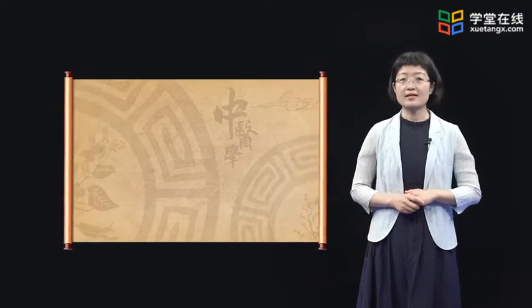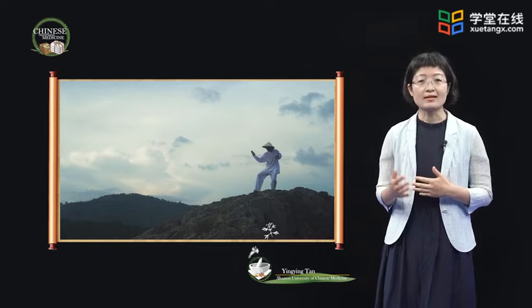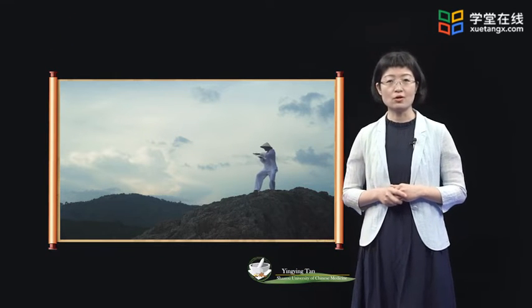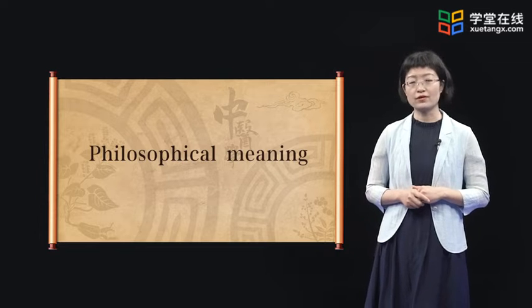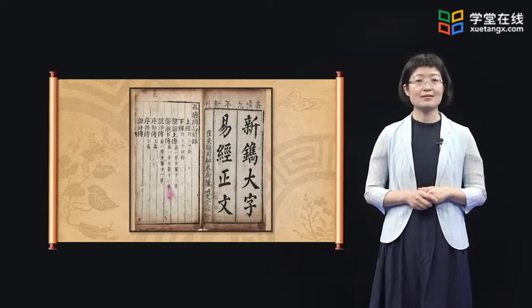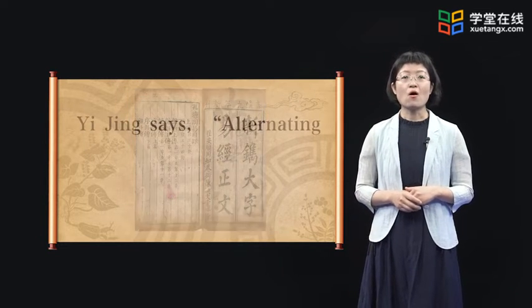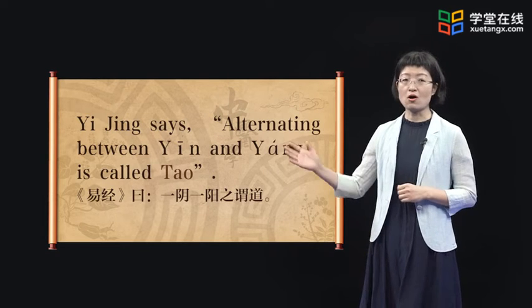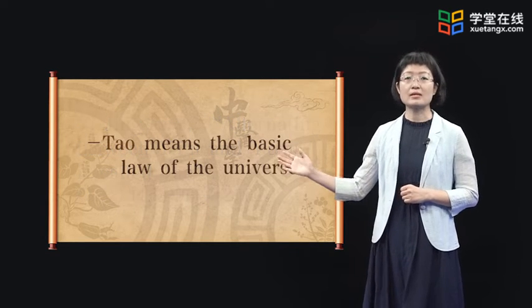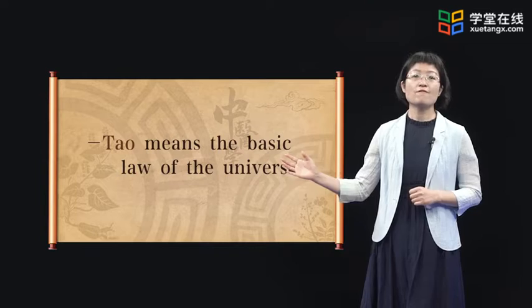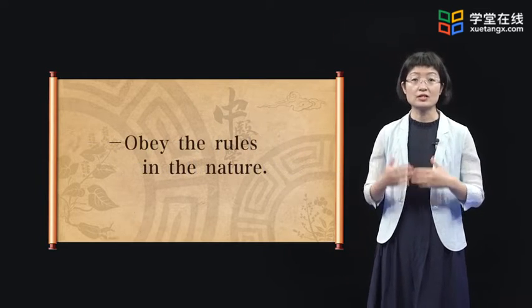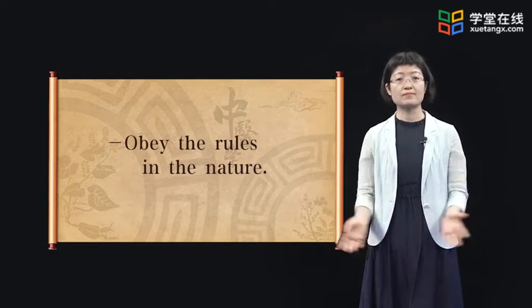During the applying and developing of yin and yang, the ancient Chinese people realized that everything in the universe has two opposite aspects, whose interactions promote development and change. So the two words were given some philosophical meaning. I Jing, another classical book, says, alternating between yin and yang is called Tao. Tao means the basic law of the universe.